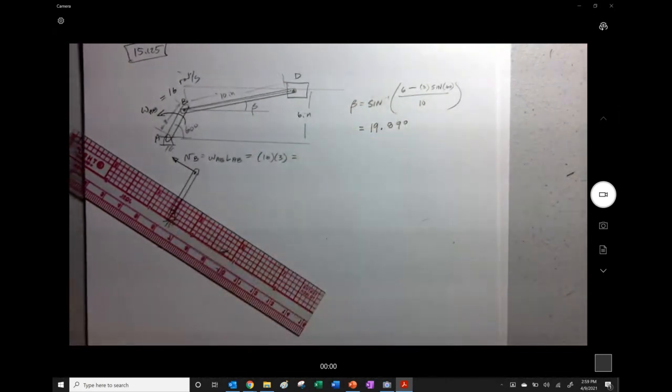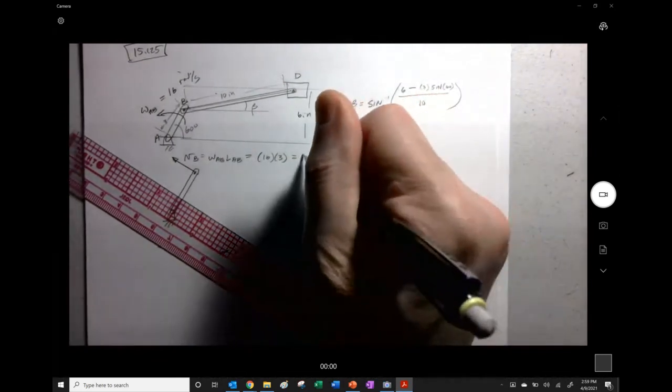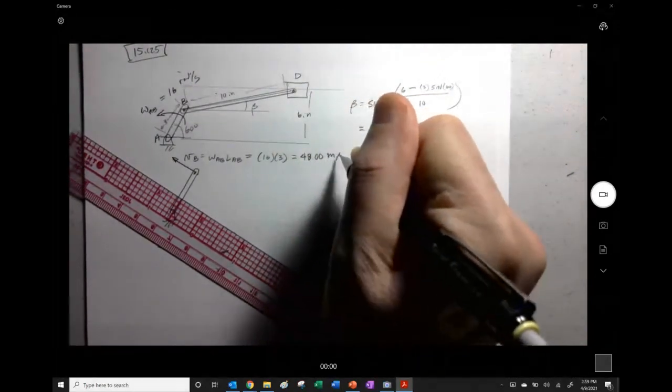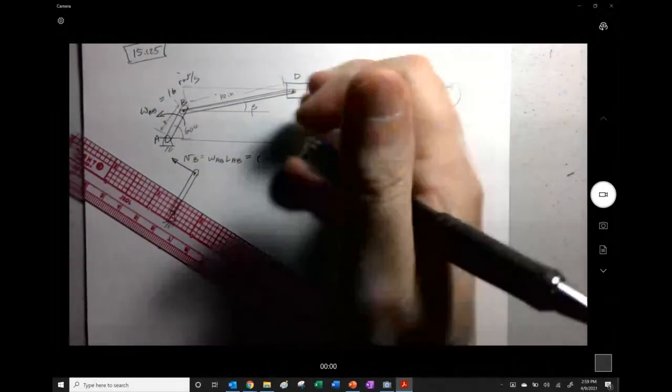256? No. 48. I don't know what happened there. Meters, no, inches per second.